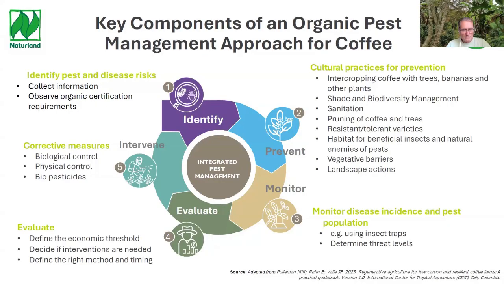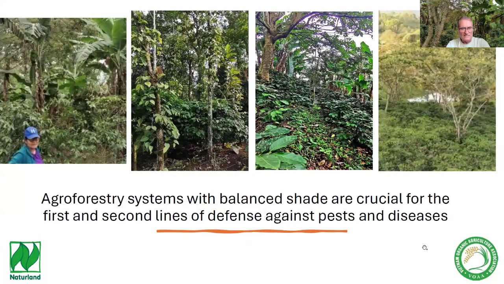Then we have evaluation of economic thresholds, deciding if interventions are needed, yes or no, define the right method and timing, and then intervention, the second line of defense, just heard. Biological control, physical control, and biopesticides. So that is just now a summary. And again, what we have already heard in this first and second course, agroforestry systems with balanced shade are crucial for the first and second line of defense against pests and diseases. There are so many advantages, and that is the key method.